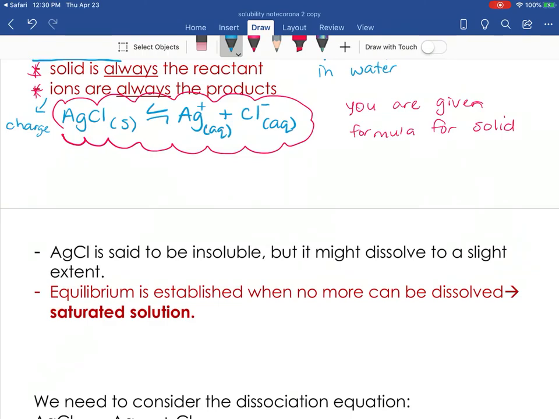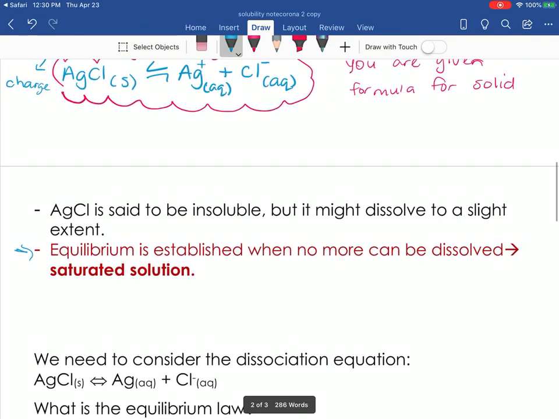Okay, so silver chloride, last year we would have said was insoluble, but maybe we can get it to dissolve to a slight extent, a tiny amount. I will apologize. The sentence that's on the note, when I was reading it over to make this video, I thought that does not make sense, even English-wise. So if you want to fix the red part right here on your note, I apologize. So equilibrium is established when no more can be dissolved.